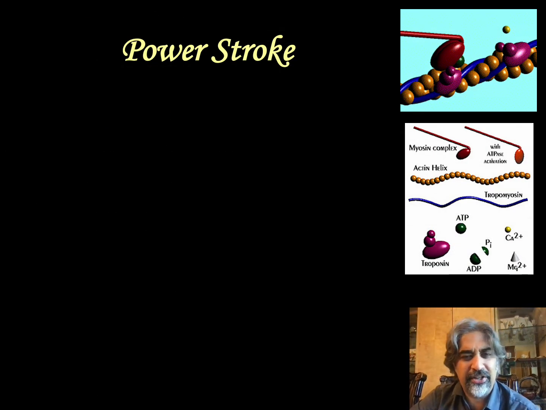So the way contraction occurs is the power stroke. This was an animation. I'm not sure why it's not working, but basically it needs ATP to cause the heavy chain myosin complex to attach to the actin helix, and then it moves this along like a ratcheting, and it needs ATP to disengage.